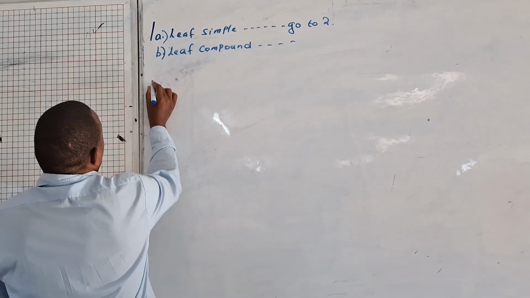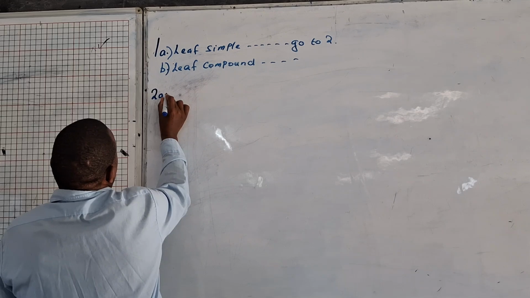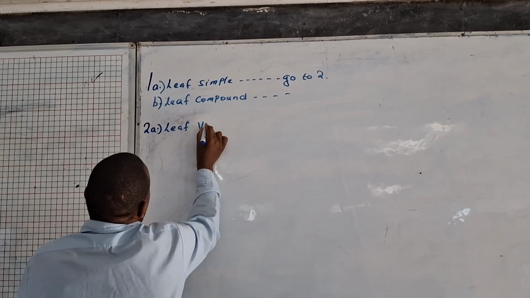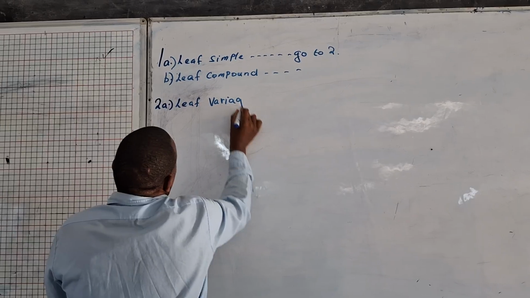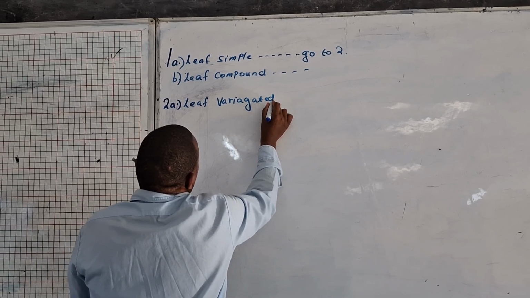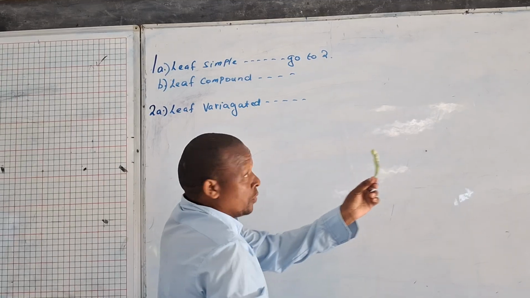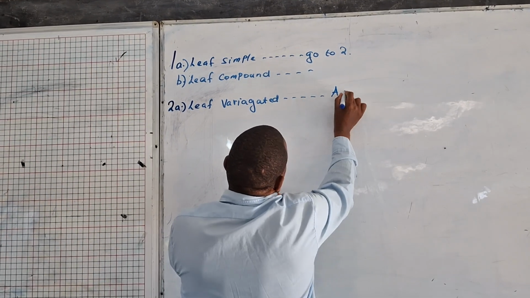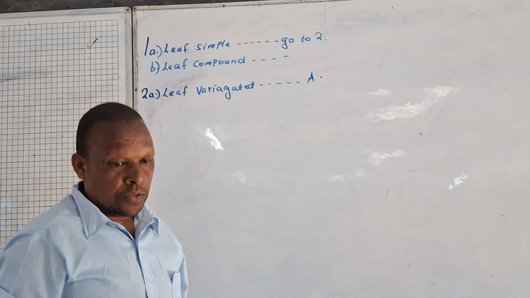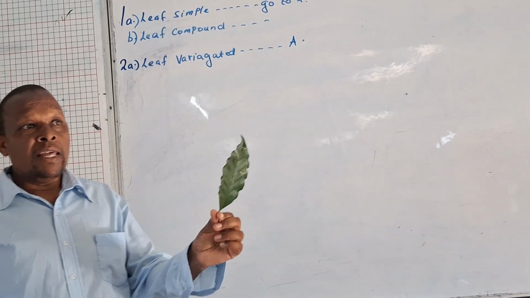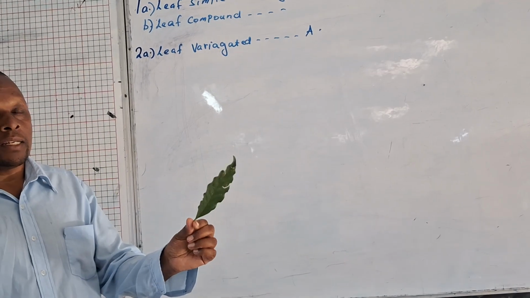So you talk about leaf. We now go to 2. So we have 2A, leaf variegated. Okay. You identify it as what? Because it is only one, you give it letter A. So that's the identity. What about this one? Leaf non-variegated.